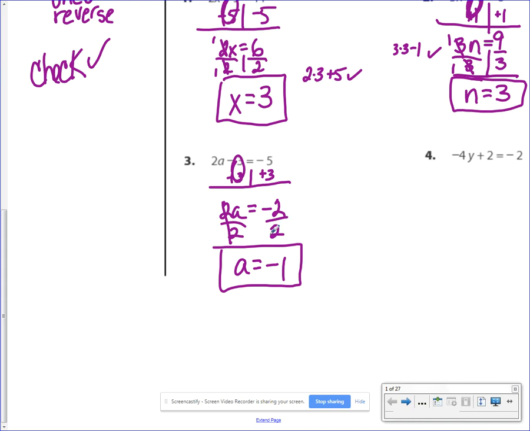Don't just put -1 down. We're going to be very algebraic now. And then you should check your answer. 2 times -1 minus 3. Check and see if you get -5.